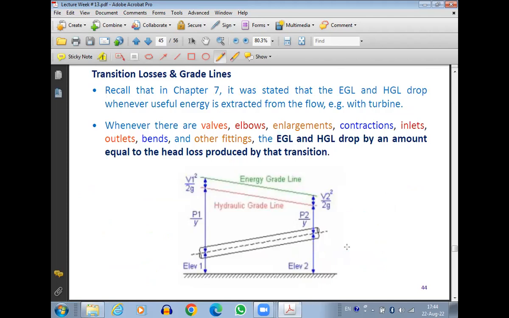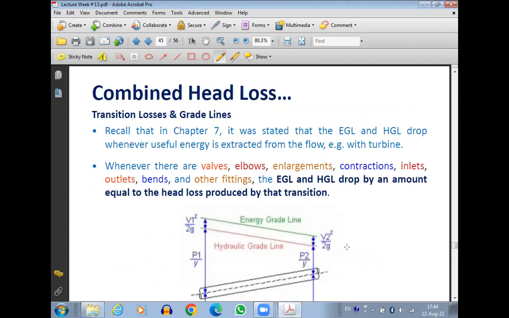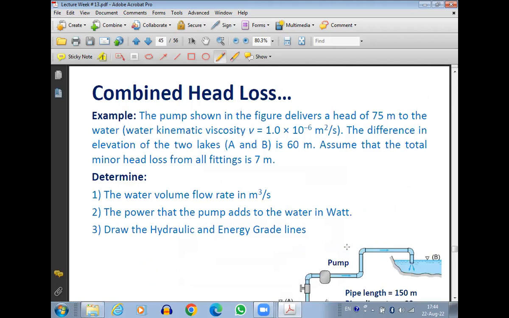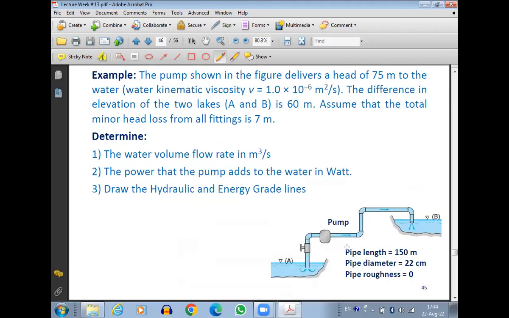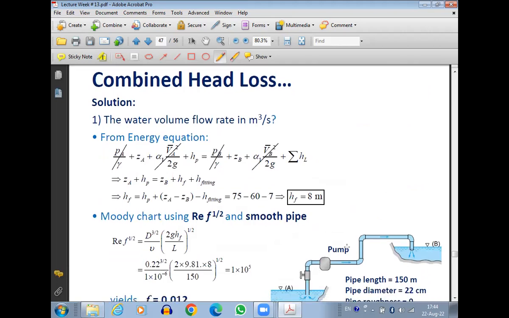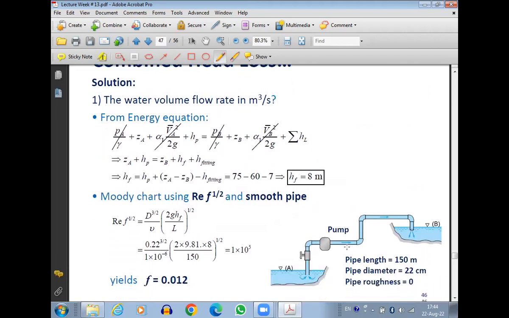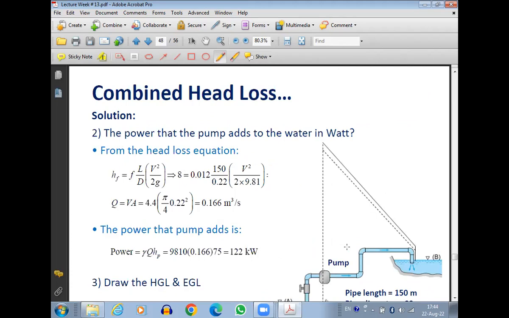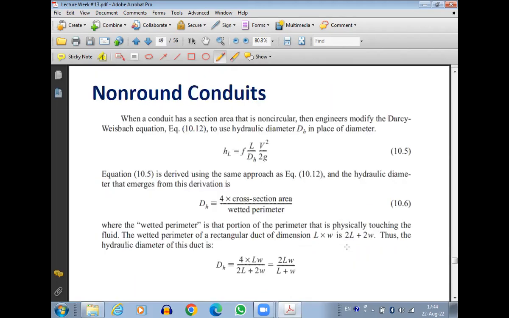Corresponding to those losses, we can also have the effect shown in the hydraulic grade lines and the energy grade lines. This is also mentioned here. There is another problem. Again, I'm not going through this problem because it's a similar format of the problem that we have been solving together. So you can go through it yourself.